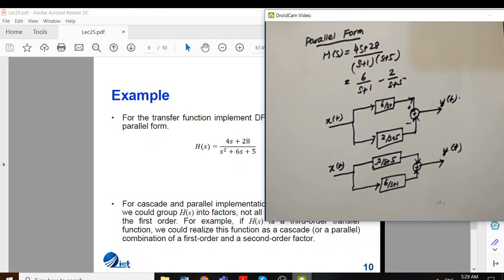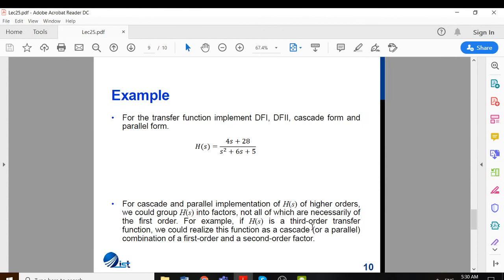I hope that through these questions and solving these examples, you'll be able to solve the questions given in your lecture as part of your lecture 23. You'll be able to solve them easily. And the summary is this. If we have cascade and parallel implementation of higher orders, we could group it into factors. Not all of them are first order. For example, if we have a third order function, we can make it as a cascade of a first order and a second order factor.